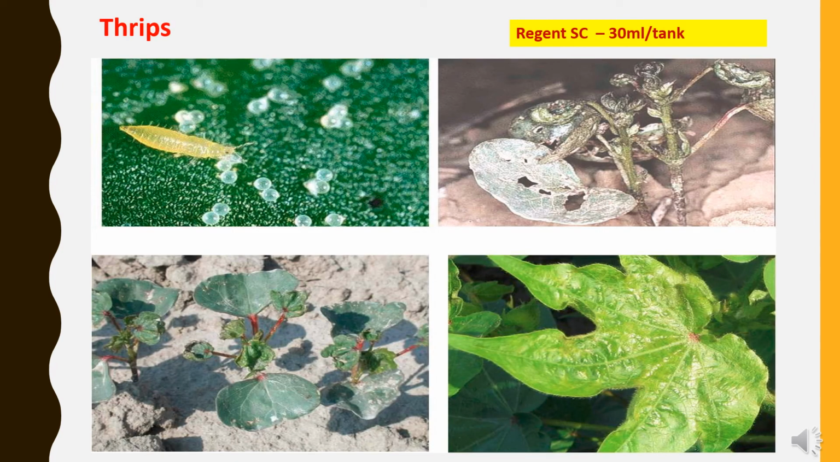Thrips are another sucking pest. For control, we have to use Regent or other chemicals available in the market, and it should be sprayed timely for effective control.